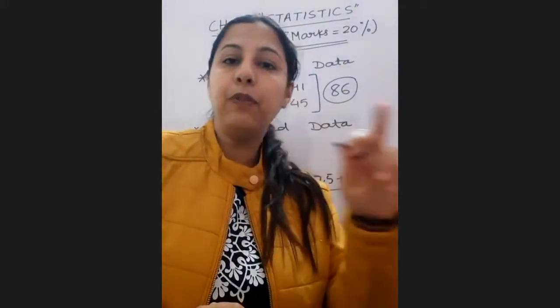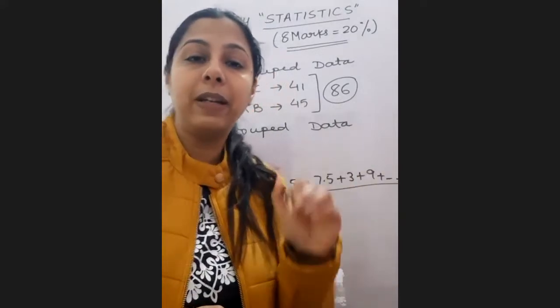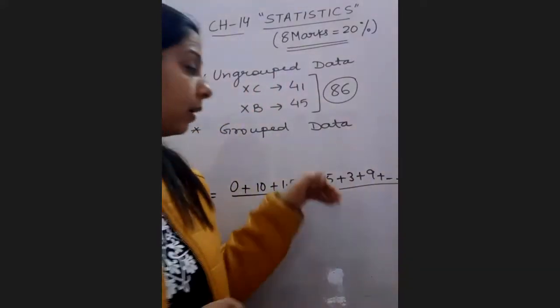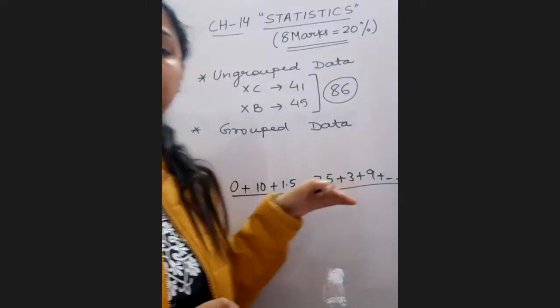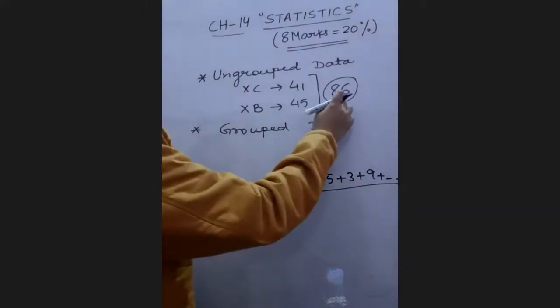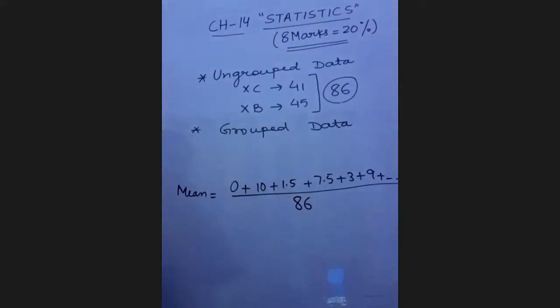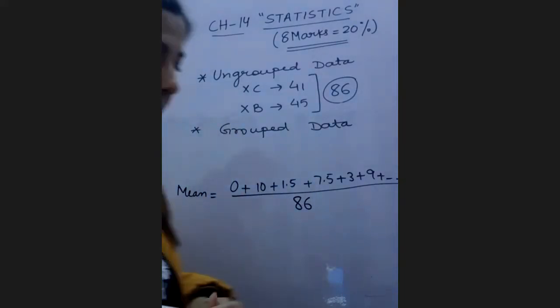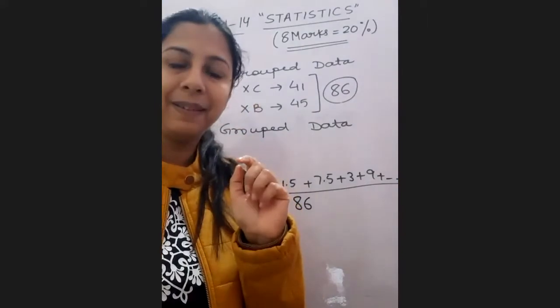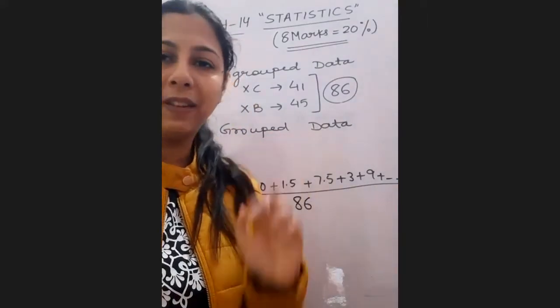Sum of all the observations divided by the total number of observations. Now, what is the total number of observations here? How many observations? 86. This is how I'm going to find the mean. This is one way of dealing with this.